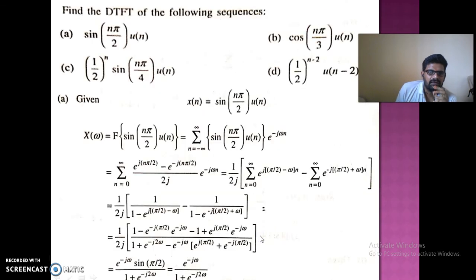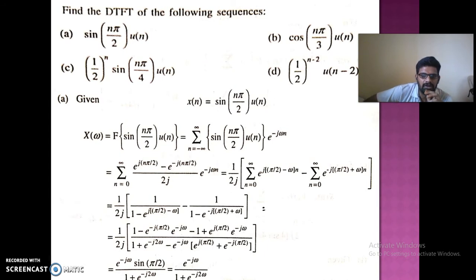Next example is sin n pi by 2 u of n, sin n pi by 3 u of n, cos n pi by 3 u of n. And remember, the first two, a and b, are almost similar. One is a sin term, the other one is a cos term. So the way of calculating the DTFT is the same in both cases. Given x of n is equal to sin n pi by 2 u of n, X of omega is equal to F of sin n pi by 2 u of n, which is equal to sigma n equal to minus infinity to plus infinity of sin n pi by 2 u of n e power minus j omega n.